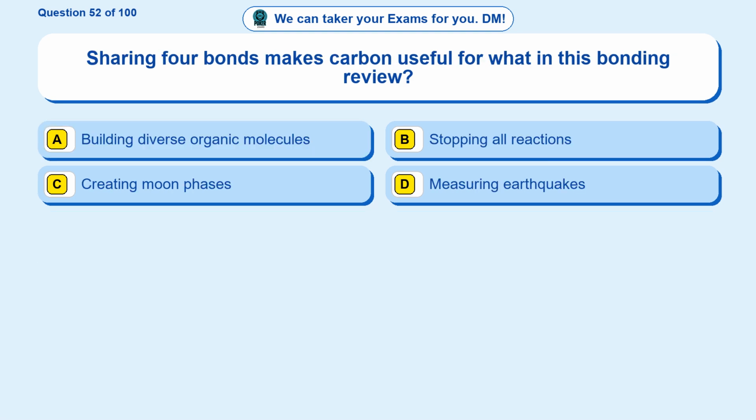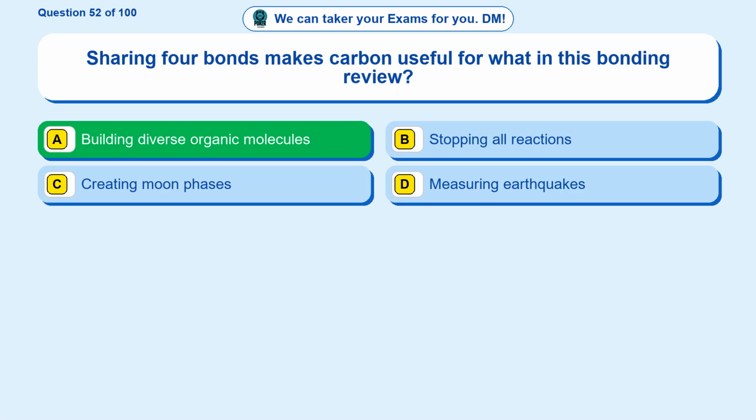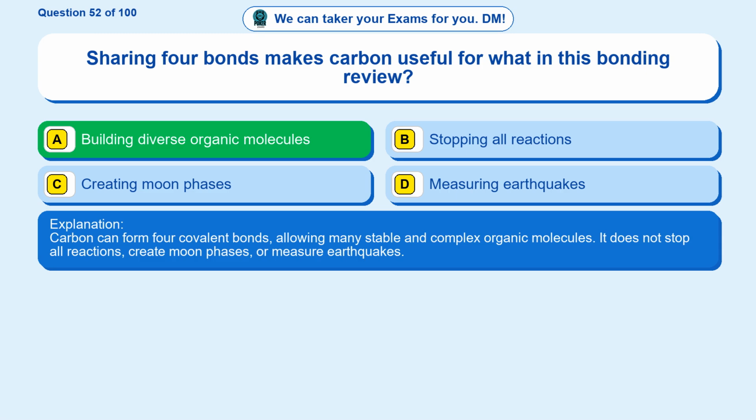Question 52. Sharing 4 bonds makes carbon useful for what in this bonding review? Option A building diverse organic molecules. Option B stopping all reactions. Option C creating moon phases. Option D measuring earthquakes. The correct answer is option A. Building diverse organic molecules. Carbon can form 4 covalent bonds, allowing many stable and complex organic molecules. It does not stop all reactions, create moon phases, or measure earthquakes.